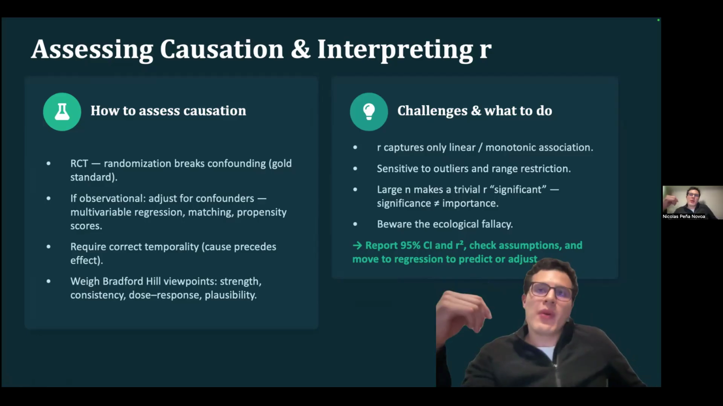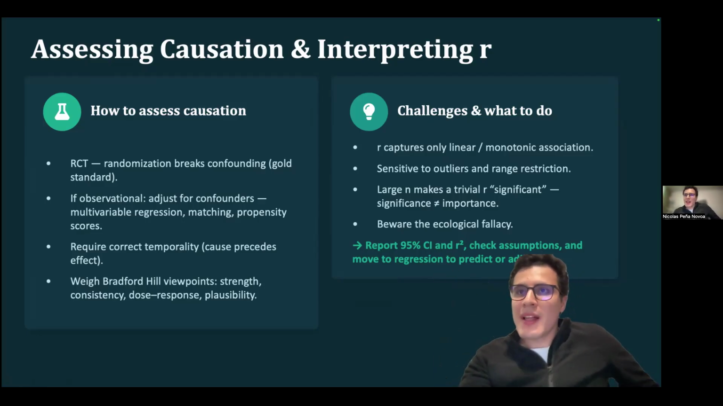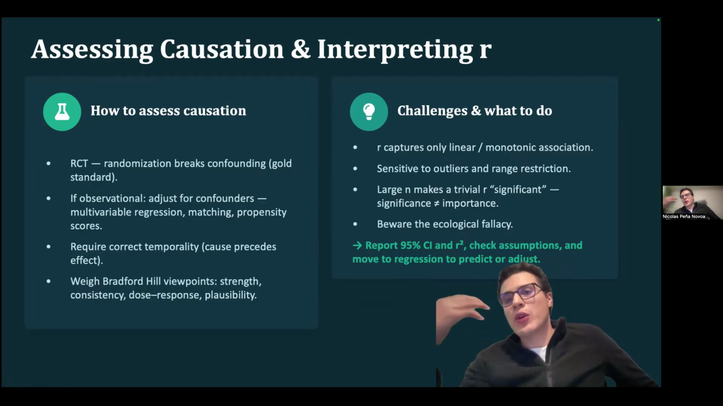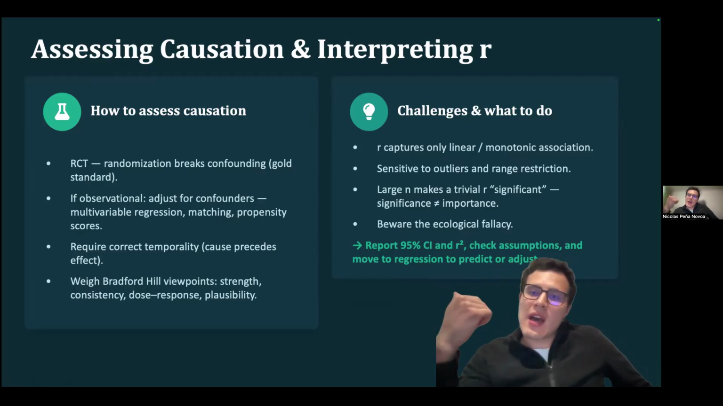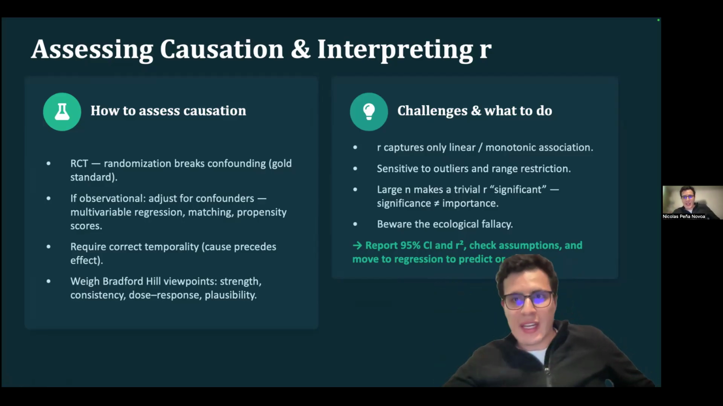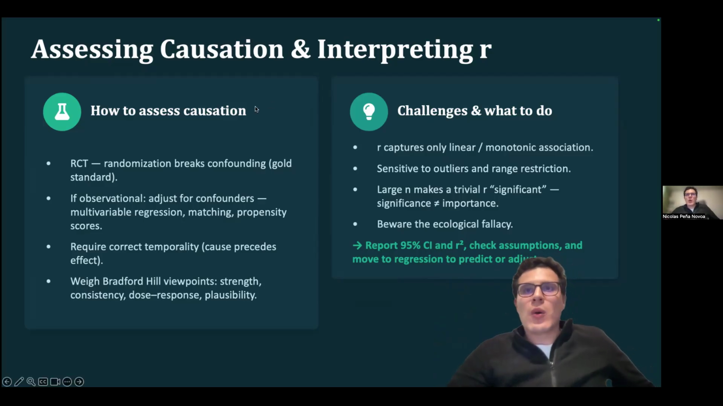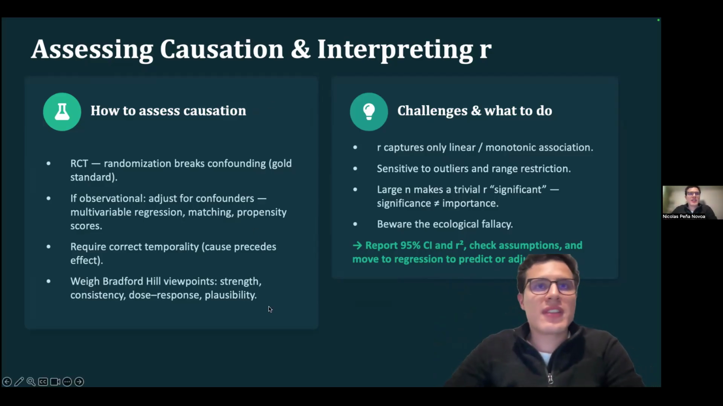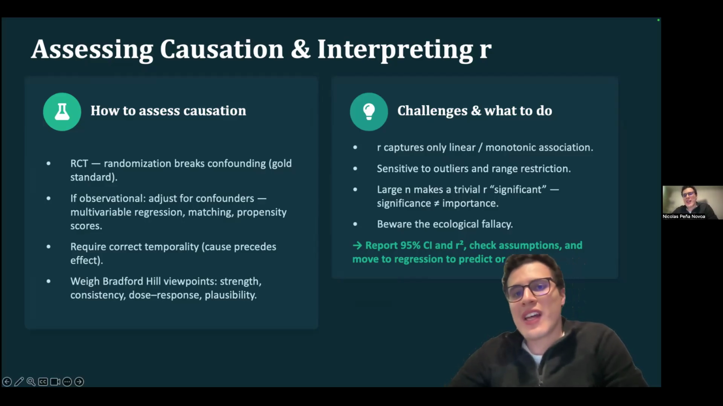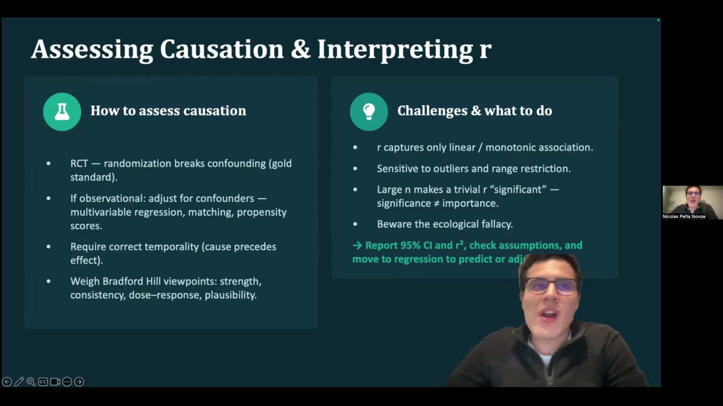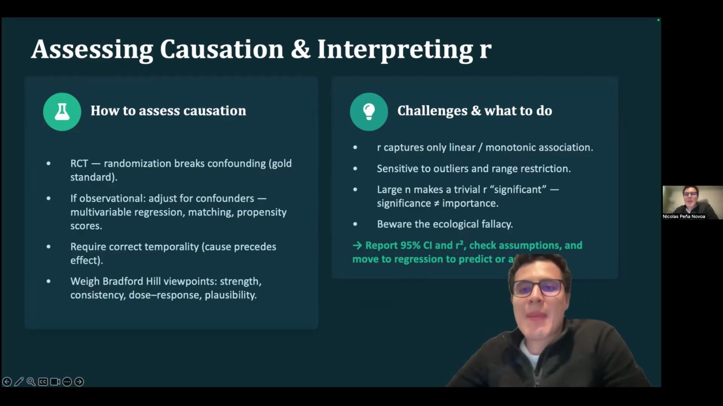And always please report the confidence interval and the R squared. You have to check the assumptions, the normality, and you can move to regression and adjust for the covariates. So I think that is a good start to try to understand correlation and the coefficient R. I hope that this video helps you to have a better understanding of this topic.